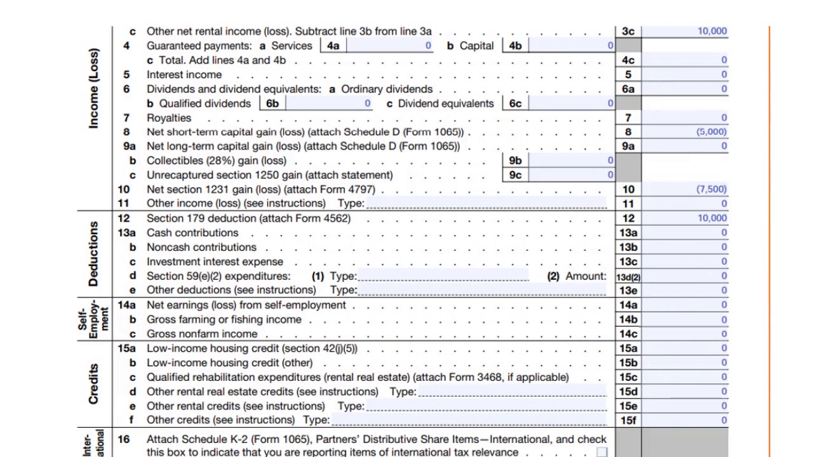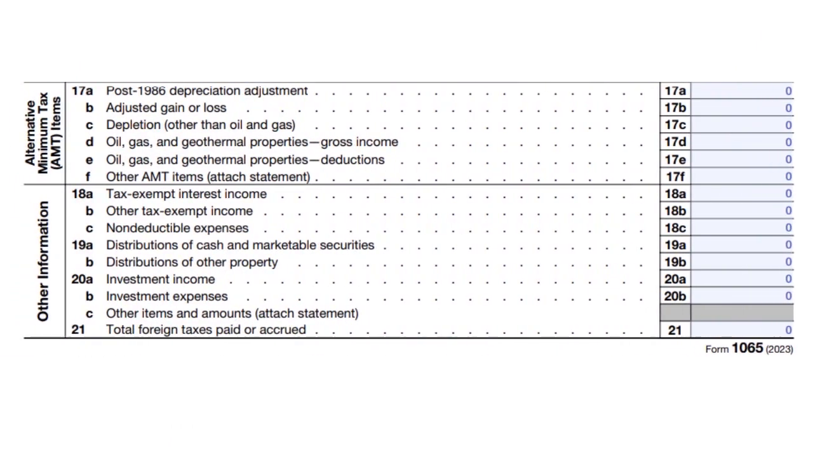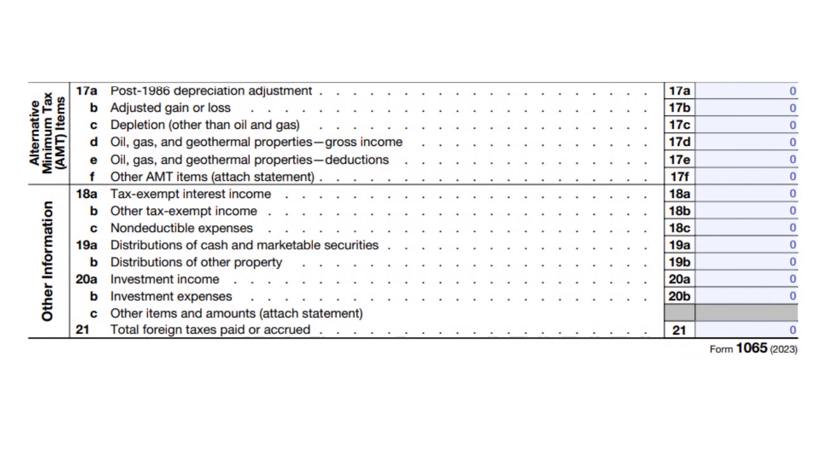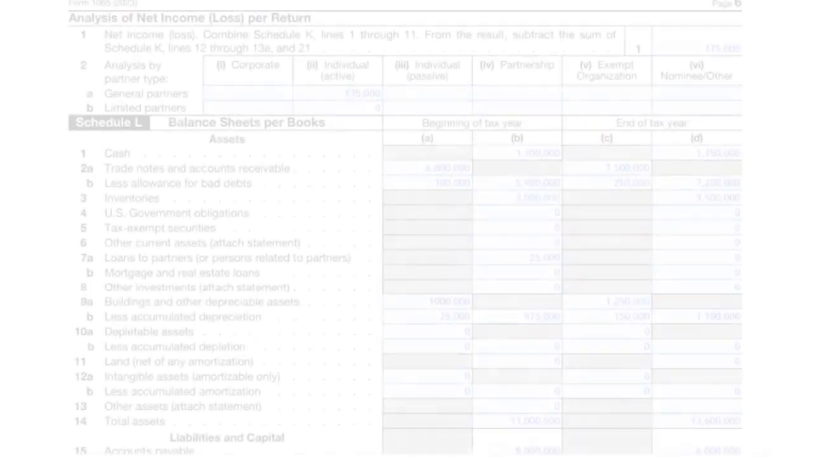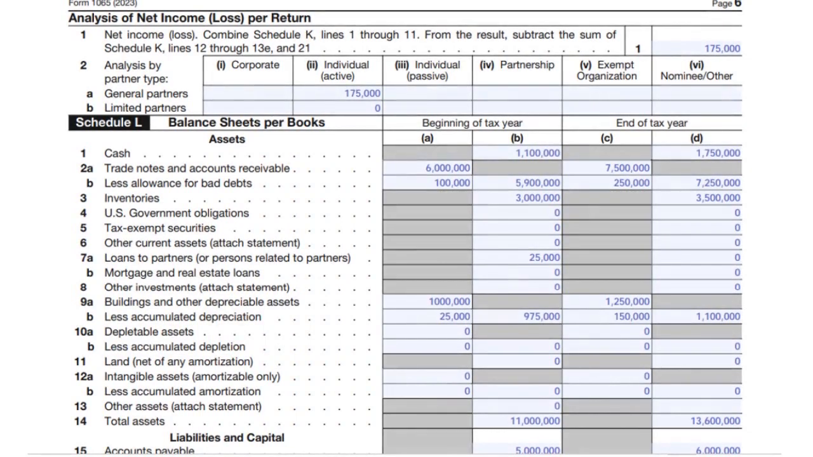Next here, from line 17A all the way through line 21, there is nothing to report here. We're still showing this to you anyway, so you have a clear idea how things look. And so here we have the analysis of net income, loss per return. So this is basically a clear idea.